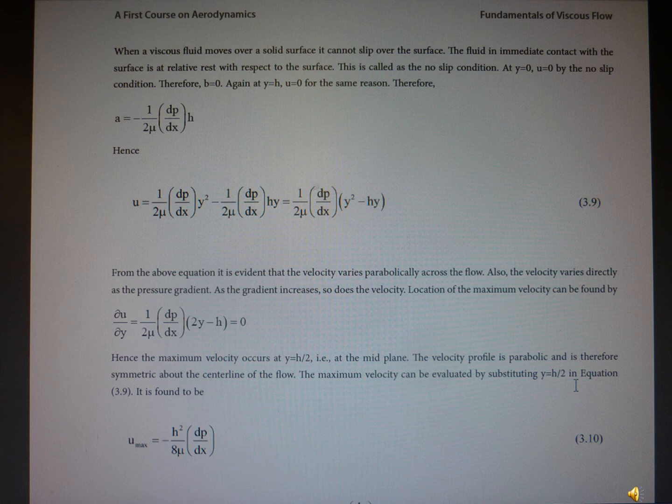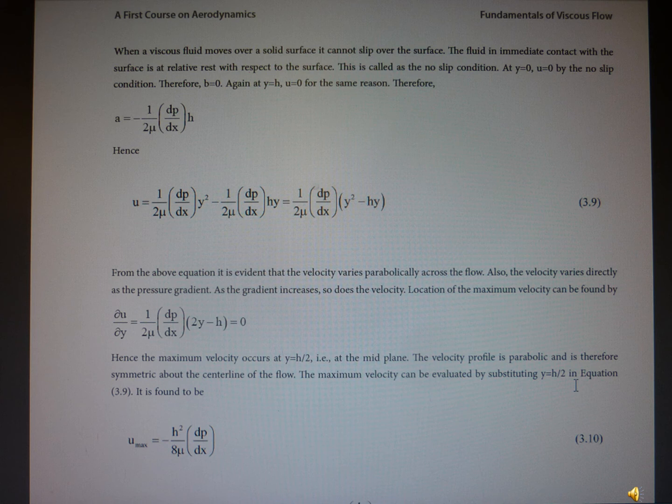The equations are: a equals minus 1 divided by 2 mu dp by dx multiplied by h. Then u equals 1 by 2 mu dp by dx y square minus 1 by 2 mu dp by dx hy, equal to 1 by 2 mu dp by dx, y square minus hy. Therefore del u by del y is equal to 1 by 2 mu multiplied by dp by dx multiplied by 2y minus h, equal to 0.